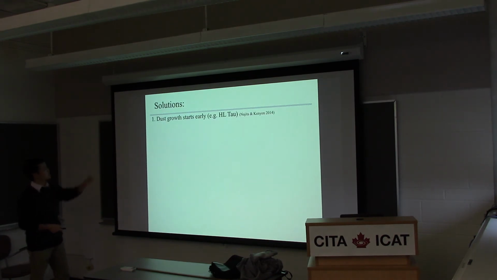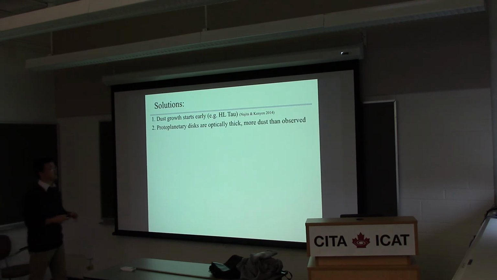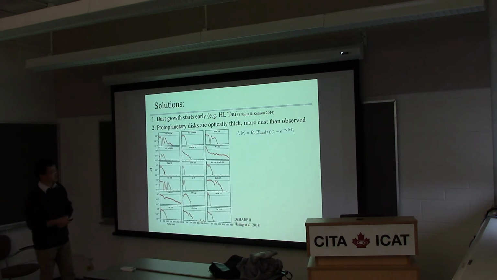So there are two solutions. The first is dust growth really early. People suggest we already have planets formed, like in HL Tau, so we don't have a lot of dust left. Another solution is that protoplanetary disks are very optically thick, so there is more dust than observed. But this is not preferred from this DSHARP survey.